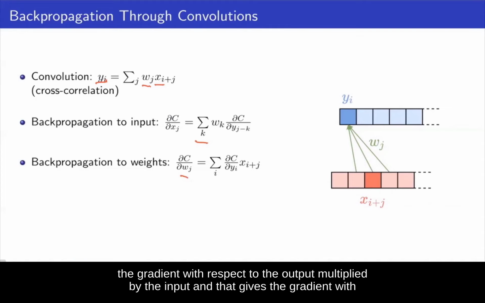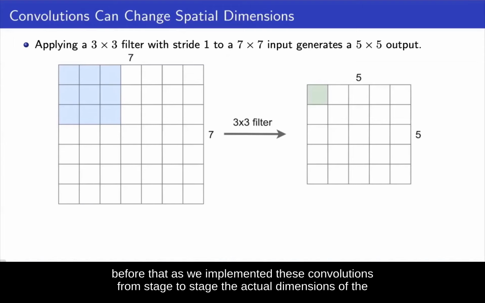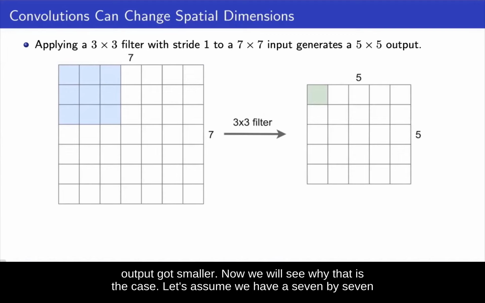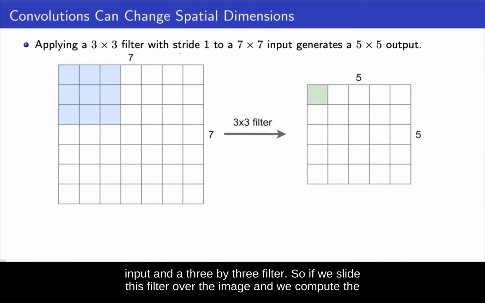Okay, so let's look at how the convolutions will change the spatial dimensions. We saw already before that as we implemented these convolutions from stage to stage, the actual dimensions of the output got smaller. Now we will see why that is the case. Let's assume we have a 7 by 7 input and a 3 by 3 filter.